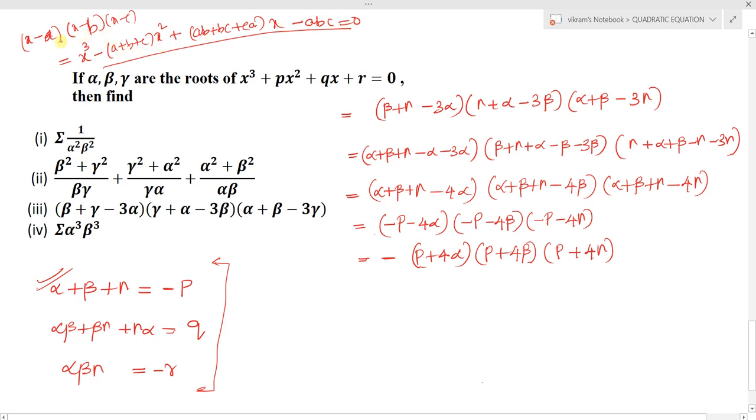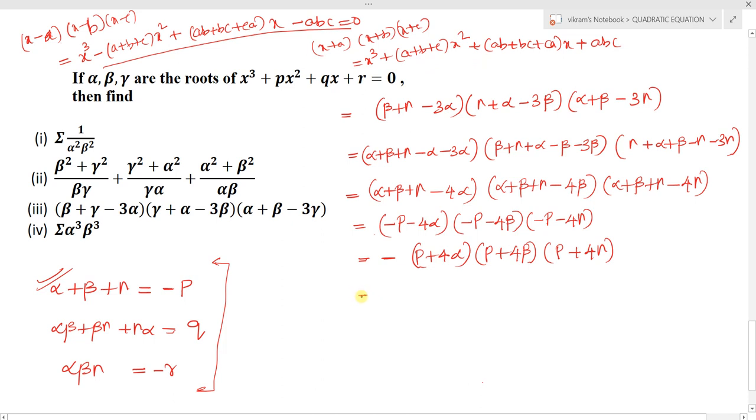But here we have x plus a into x plus b into x plus c, so all are plus. This can be represented as x cube plus (a plus b plus c) into x square plus (ab plus bc plus ca) into x plus abc. This is the expansion.